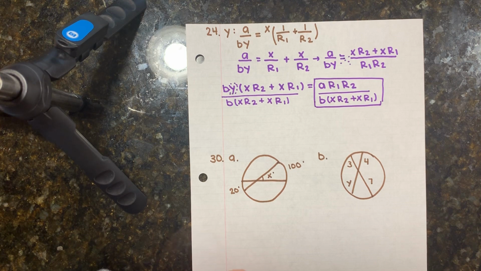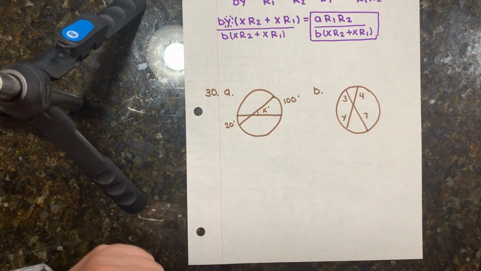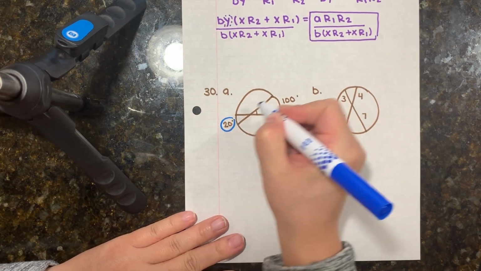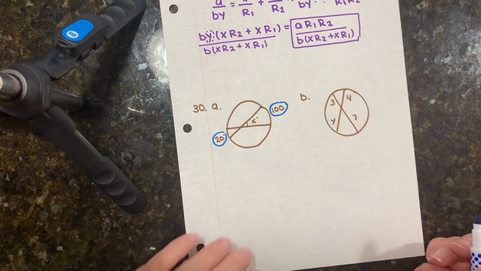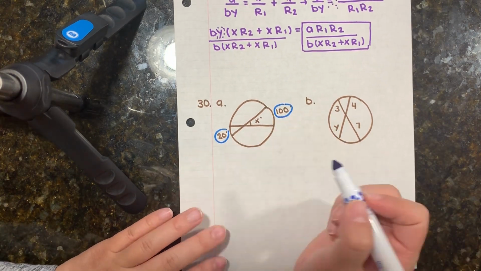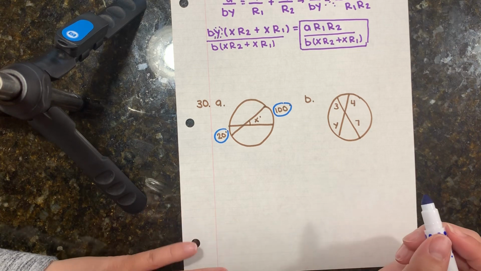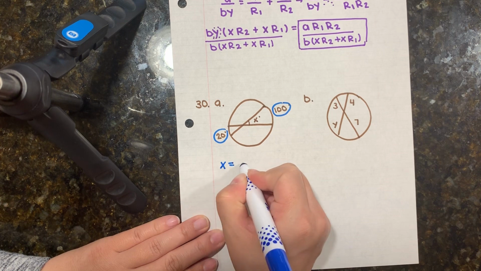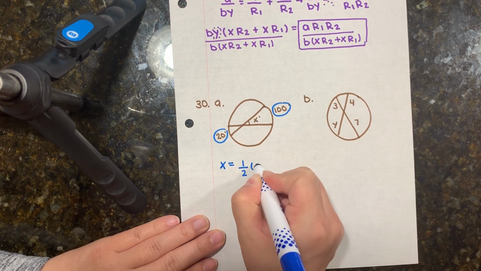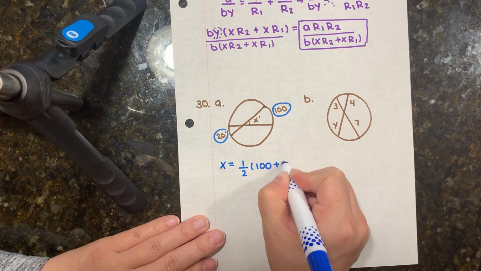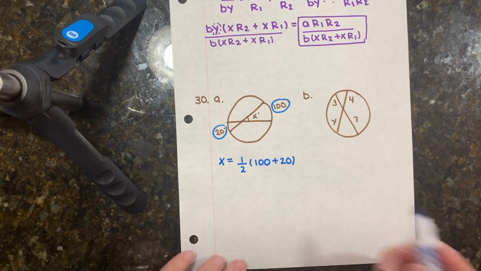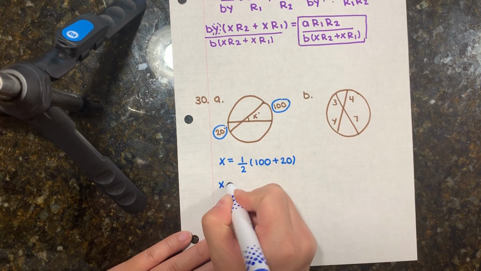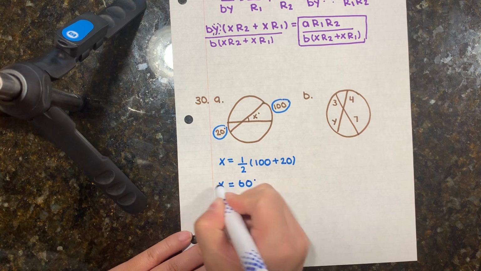And then lastly, we're going to look at number 30. Number 30 looks like this. If I have two lines that intersect on the outside, I have two angles, two intercepted arcs. When they intersect on the inside, you're going to take half of the sum of the two intercepted arcs. So that means your inside angle x is going to be equal to 1/2 the sum of 100 plus 20, which would be 120. So half of 120 would be equal to 60.